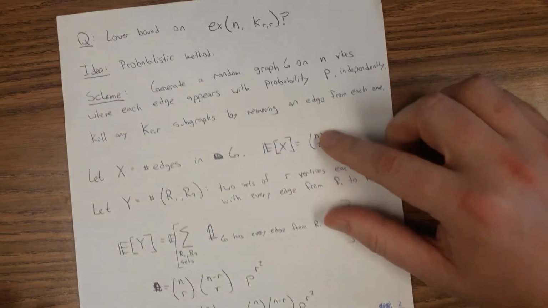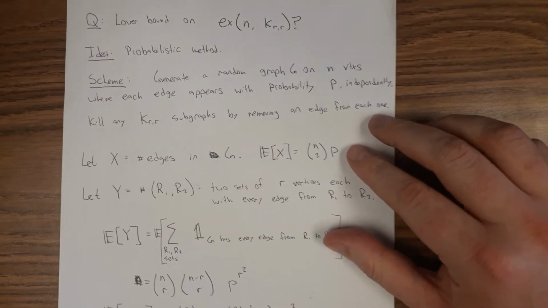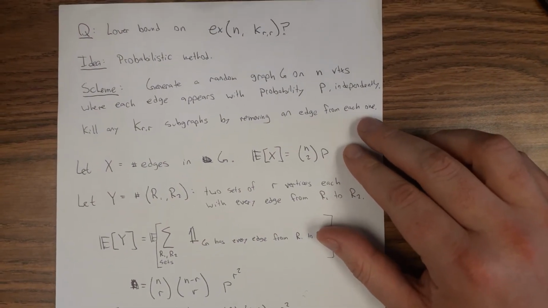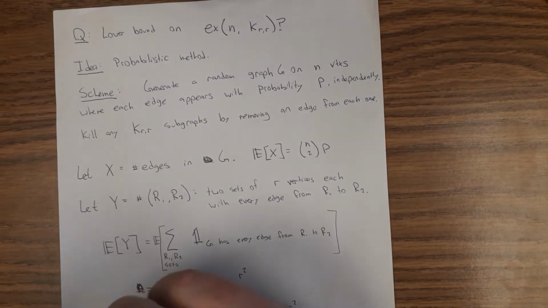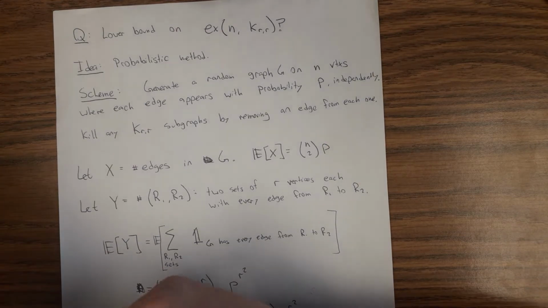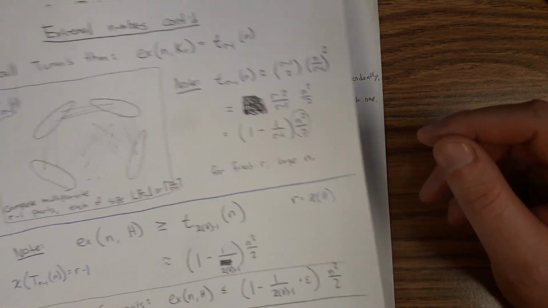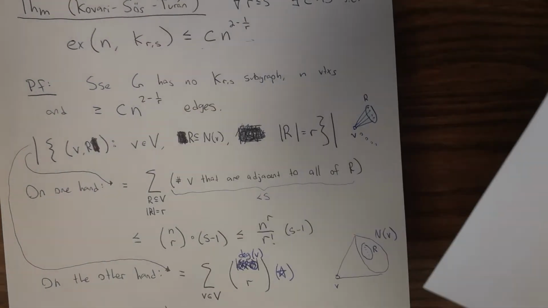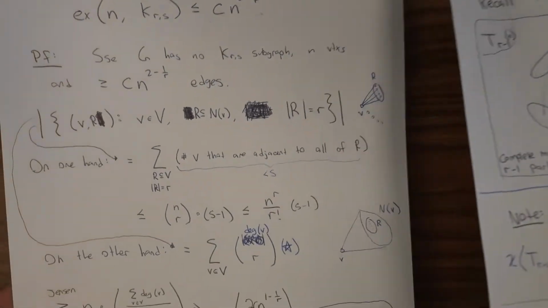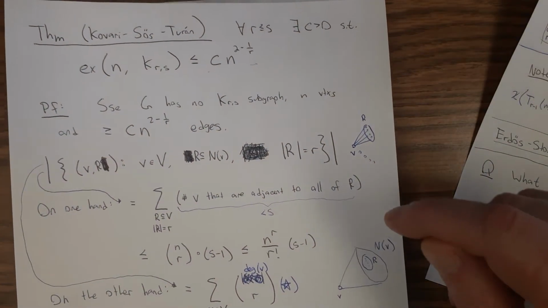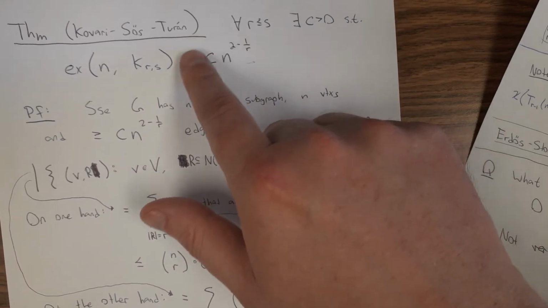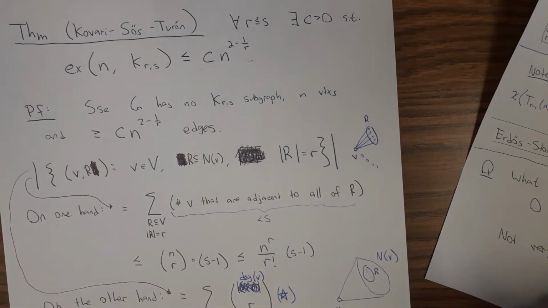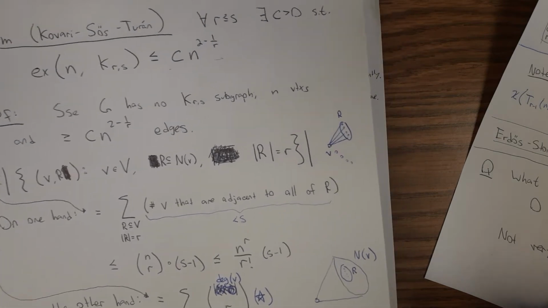Okay, so let's talk about a lower bound on the extremal number of complete bipartite graphs, which, if you recall, last time we were talking about extremal numbers and we gave an upper bound on the extremal number of complete bipartite graphs. In particular, we had this one. So let's try for a lower bound.